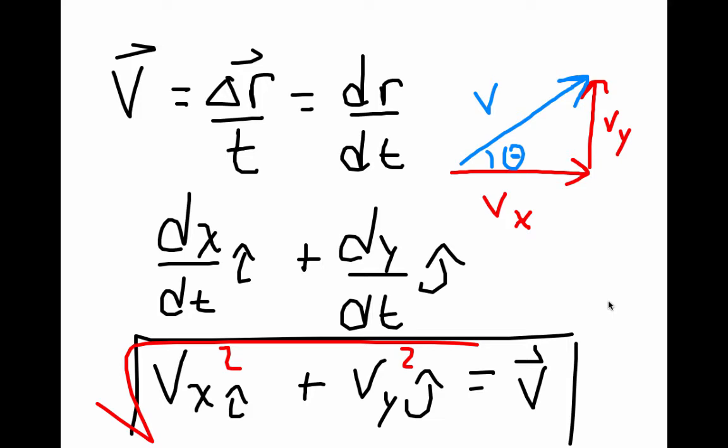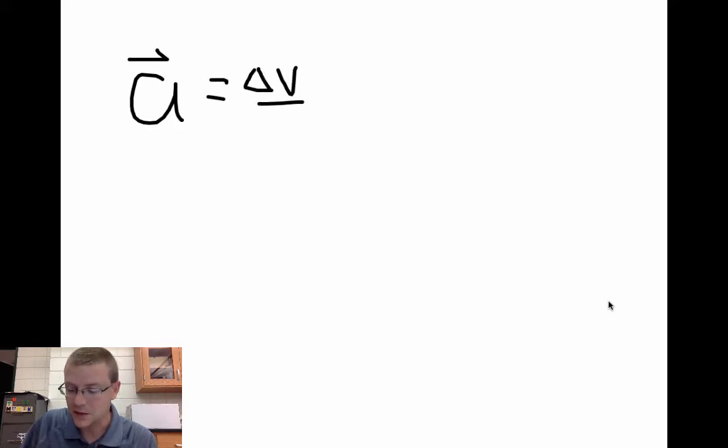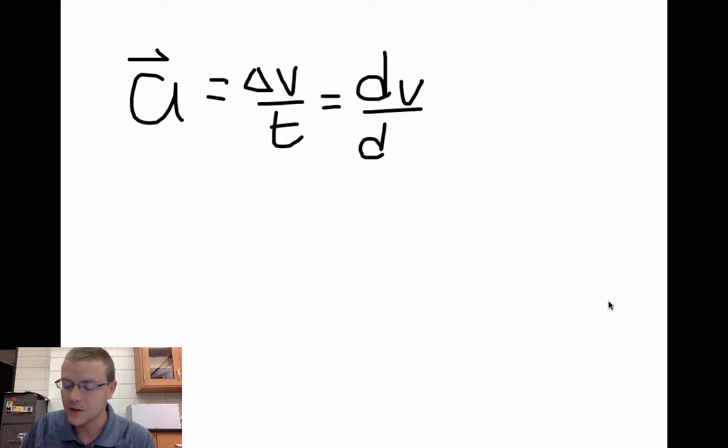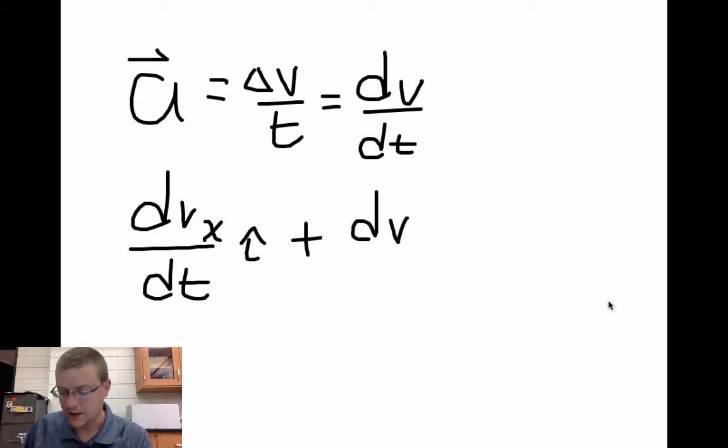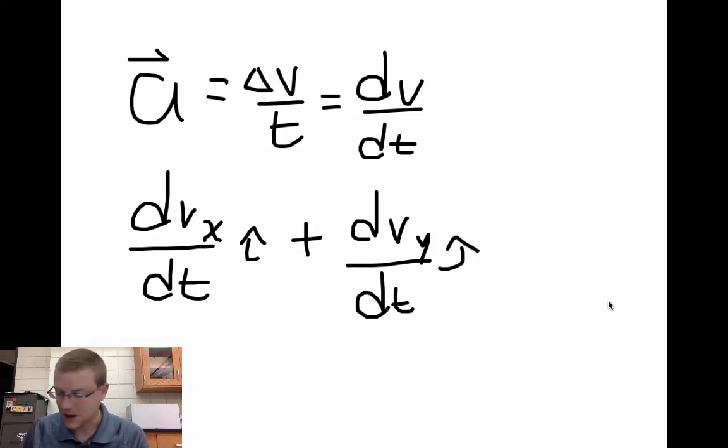Since we know the definition of acceleration, acceleration is a change in velocity with respect to time. If I want to find something's instantaneous acceleration in 2 dimensions, I just take the derivative of my velocity vector with respect to time. That means I've got to take dvx with respect to time and add that to the derivative of the y component of velocity with respect to time in the j direction. That'll end up giving me my full acceleration value.